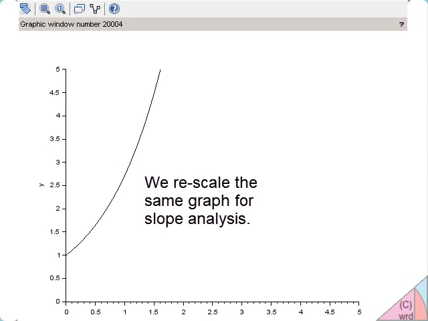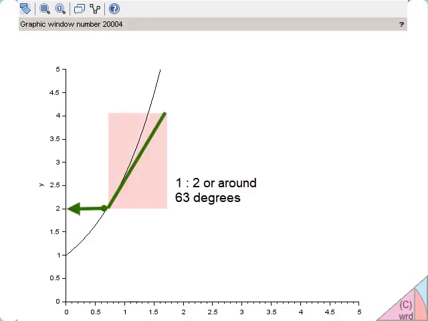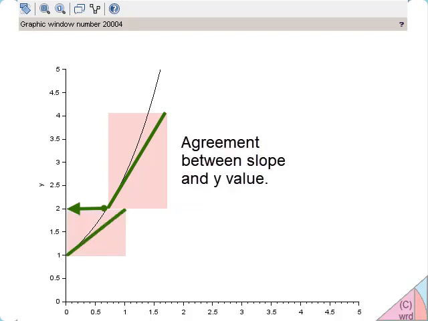e will be part of everything you do, all the days of your life. How about the slopes near certain points? The slope at the origin with y equals 1 looks like 1. Equal rise over run. How about the slope at y equals 2? Looks like it could be a 2 to 1 rise over run. This agreement between height and slope may be why the curve seems so pure.